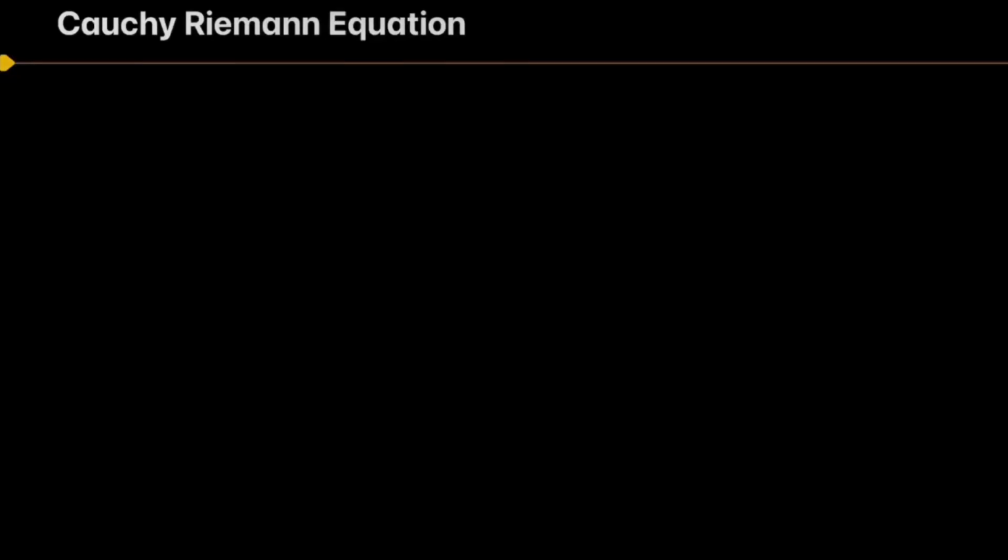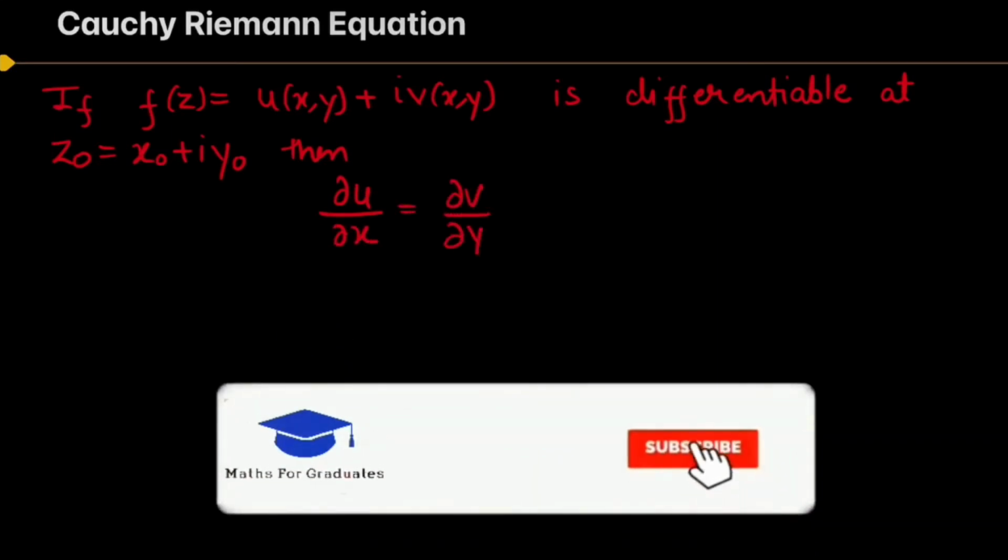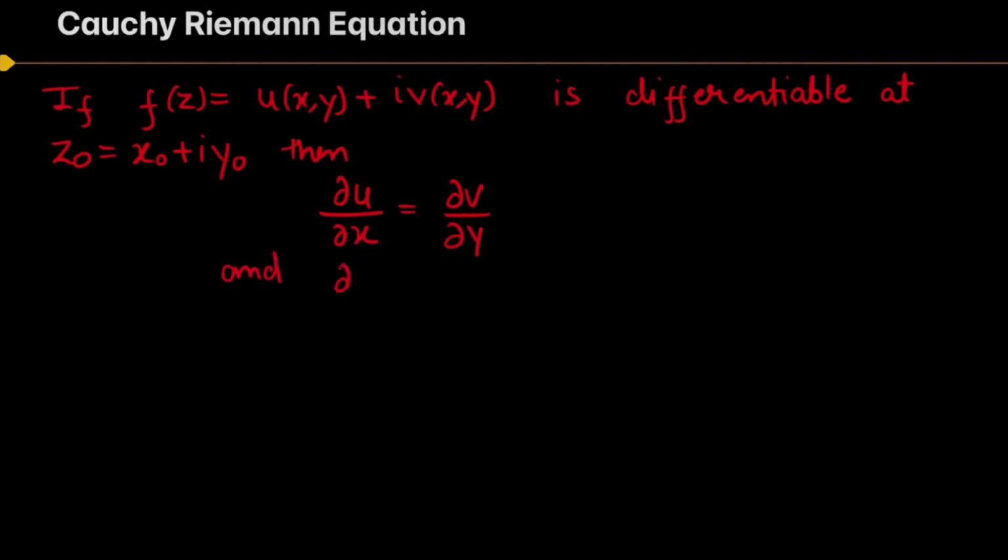Today we will derive Cauchy Riemann equation. So let's start. If f of z equals u of x comma y plus iota v of x comma y is differentiable at z naught, then it satisfies a very beautiful relation known as Cauchy Riemann equation, and the equations are del u over del x equals del v over del y, and del u over del y equals minus del v over del x at z equals z naught.